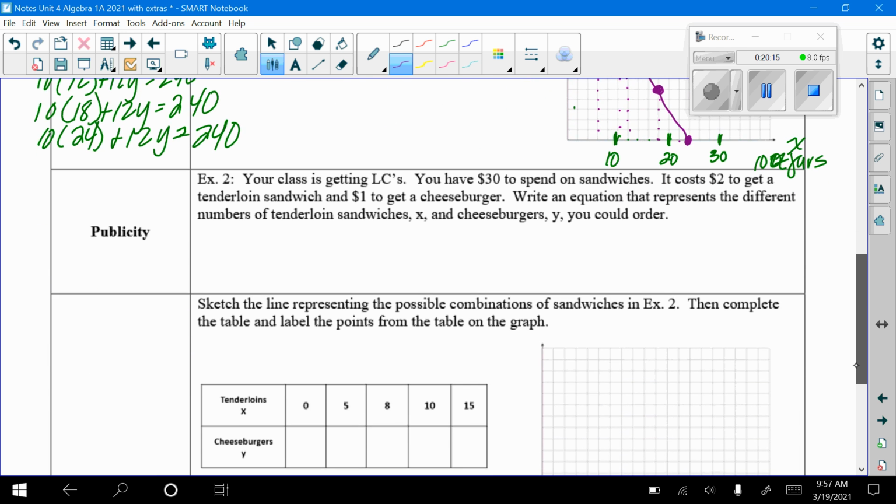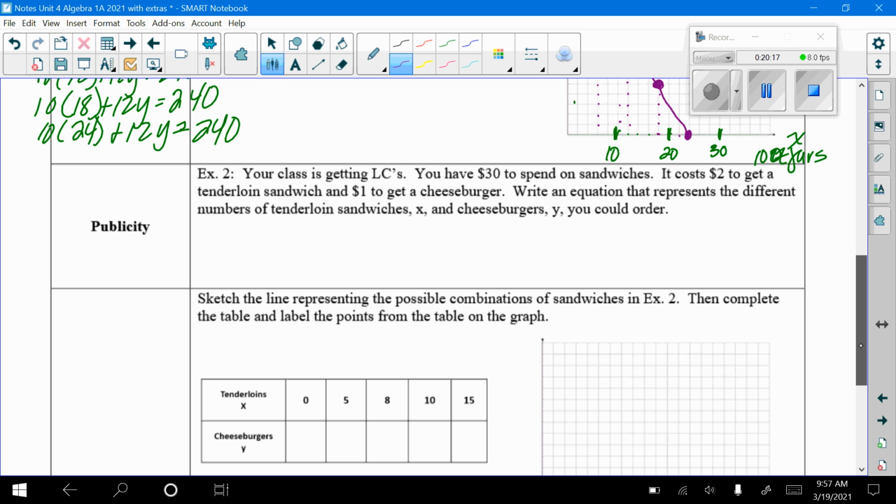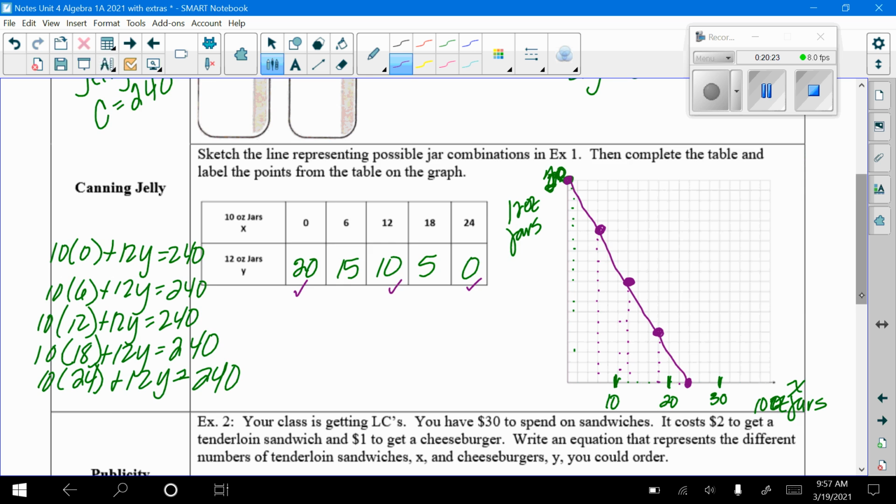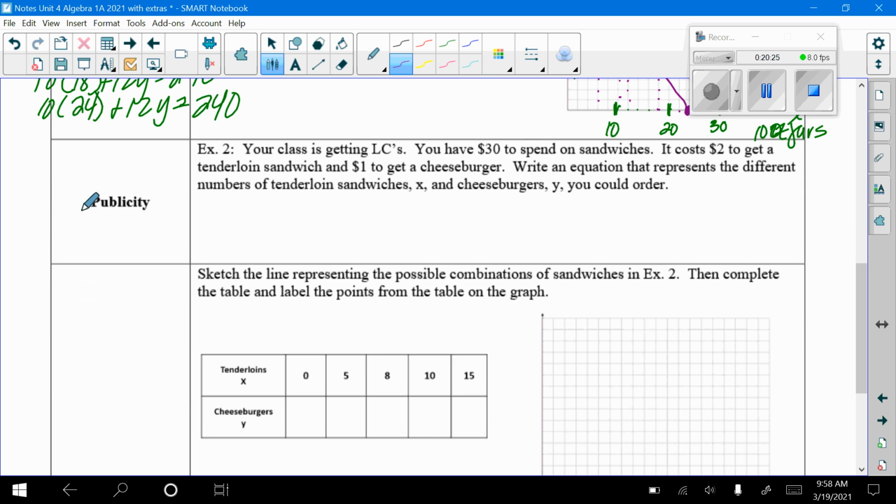So the next one, we're going to do kind of the same thing as publicity. Your class is set on getting LCs, and we're giving some props to our local, okay? So props to the local. We're going to do LCs.